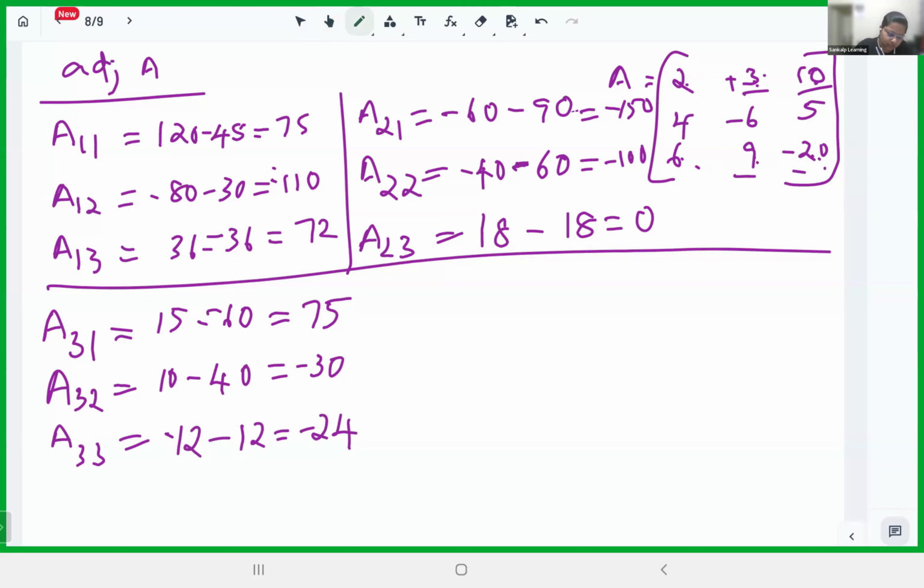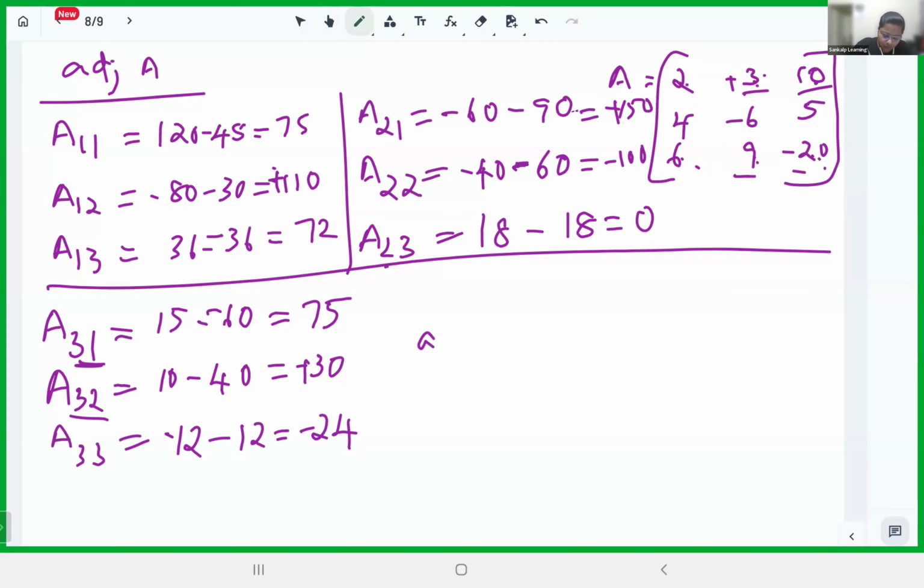Minus 24. Now you have to change the sign. 1 plus 2 is 3. So this will become plus 110. And 2 plus 1 is 3. So this will become plus 150. 2 plus 3 is 5. So this no need to change the sign. 3 plus 1 is 4. No need to change. 3 plus 2 is 5. So you need to change the sign. So it is plus 30.